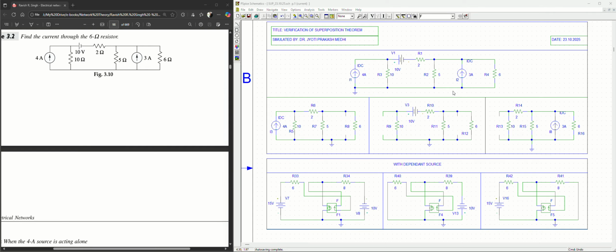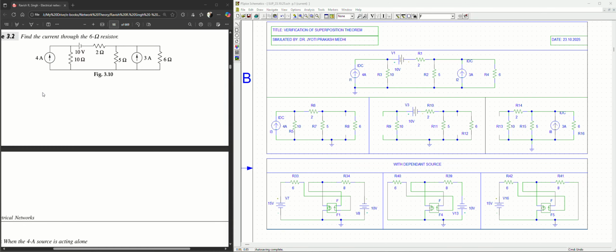In the superposition theorem, as we know, it is applicable to linear and bilateral networks, and the response in any branch will be equal to the sum of the individual responses containing one source at a time and removing the remaining sources by their internal resistance. So the algebraic sum of the individual circuits should be equal to the total actual response of the circuit. So we have considered this circuit.